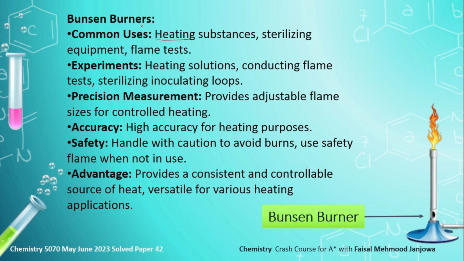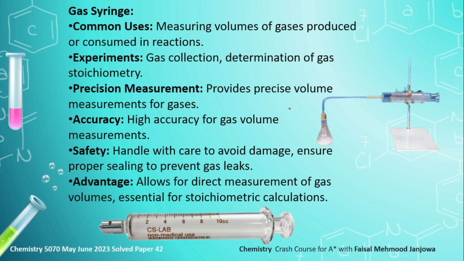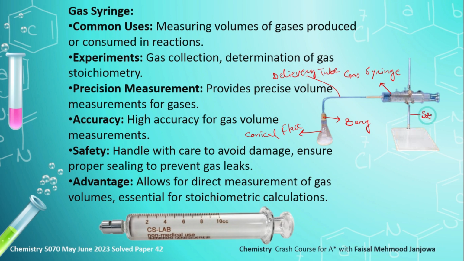To heat that, we would require a Bunsen burner. To measure the volume of the gas produced, we would require the gas syringe. The gas syringe would be attached to the conical flask and made airtight by a bung. This is the gas syringe. This one is the delivery tube. And this one is the stand that is placed to hold the gas syringe in the required position.